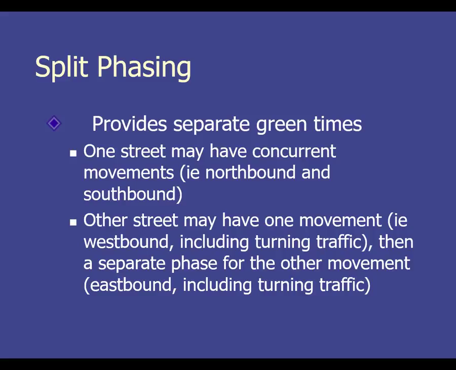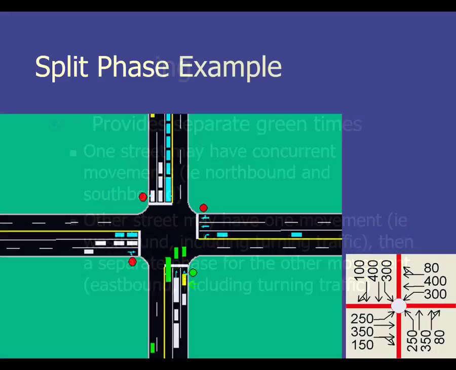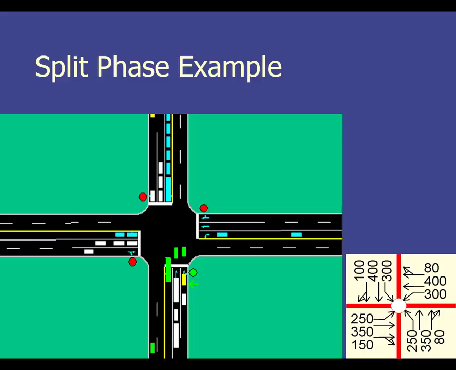Then we have split phasing, which provides separate green times or go times. One street may have concurrent movements, northbound and southbound. Another street may have one movement, westbound, including turning traffic, then a separate phase for the other movement, which is eastbound, including turning traffic. So they won't all go at the same time, even though they're on the same street. A schematic.